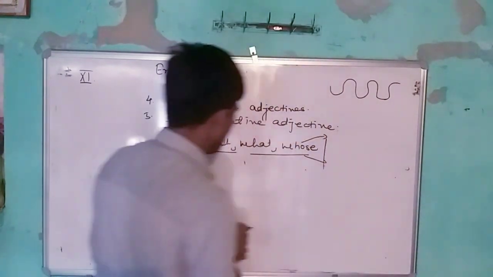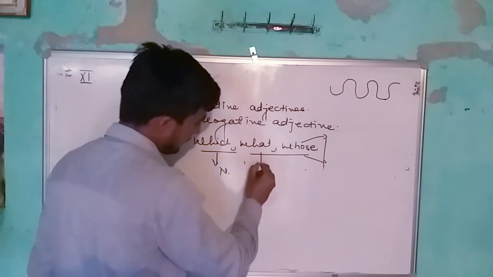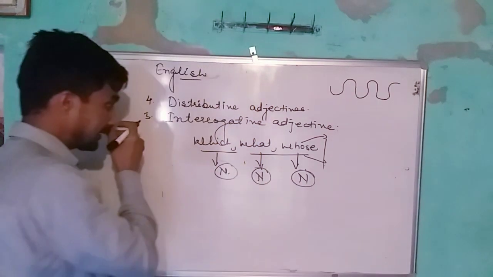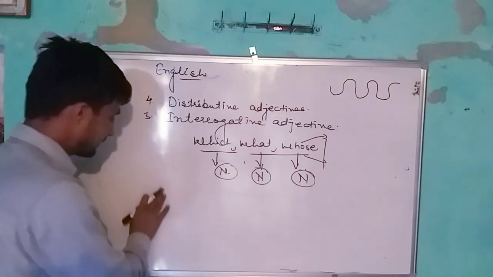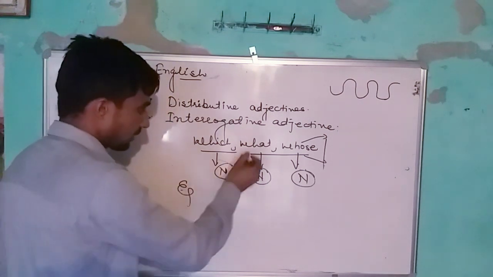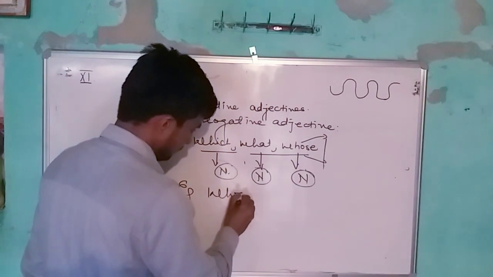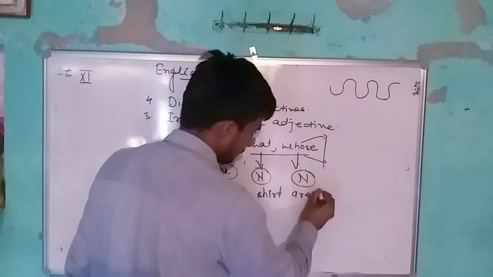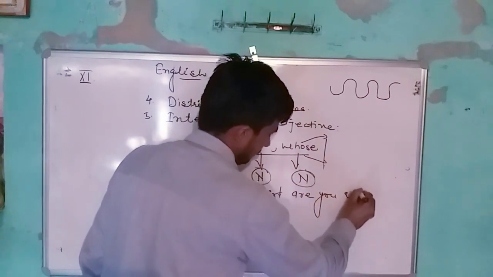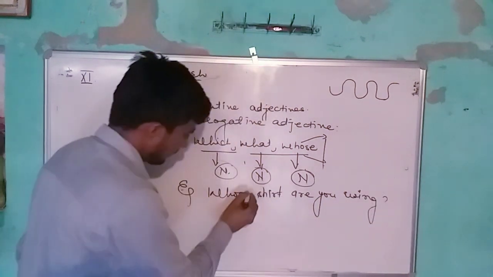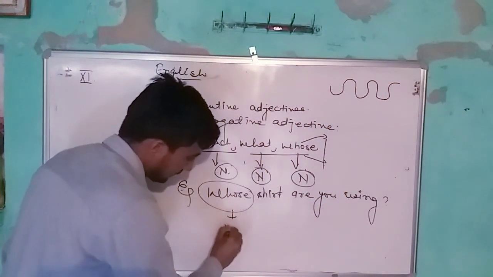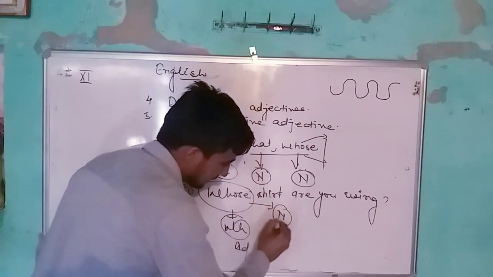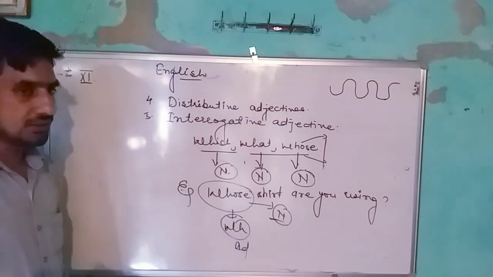After them, there will be a noun, and they work as an adjective, an interrogative adjective. For example, whose shirt are you using? This is a WH word and also an adjective, because after it comes the word shirt, and shirt is a noun. That's why this is an adjective.